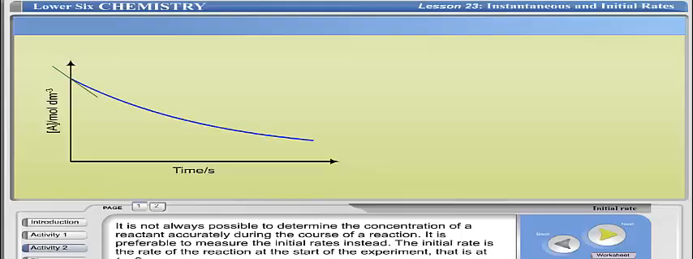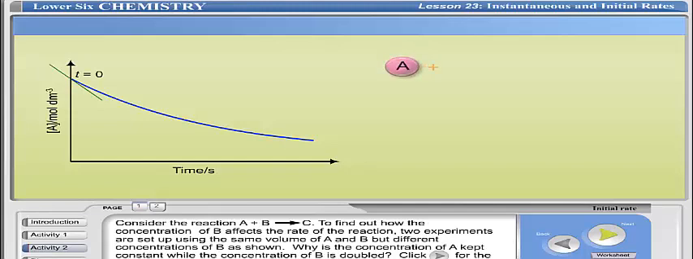It is not always possible to determine the concentration of a reactant accurately during the course of a reaction. It is preferable to measure the initial rates instead. The initial rate is the rate of the reaction at the start of the experiment, that is, at t=0.